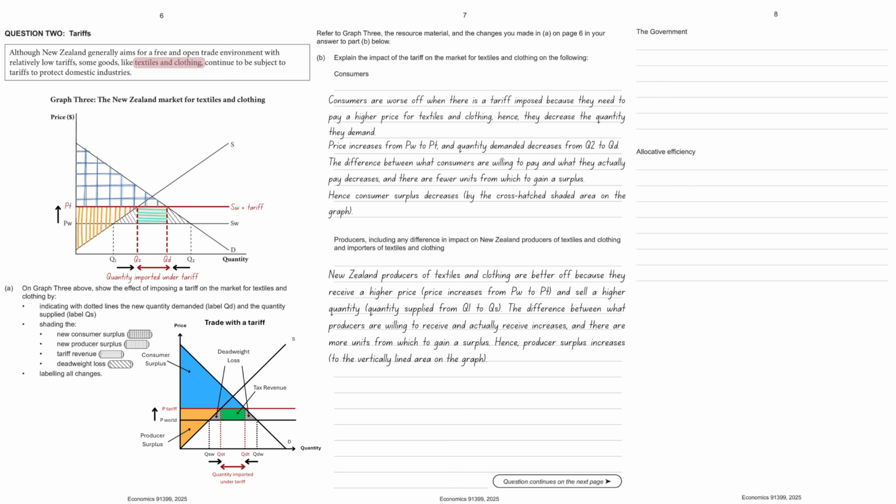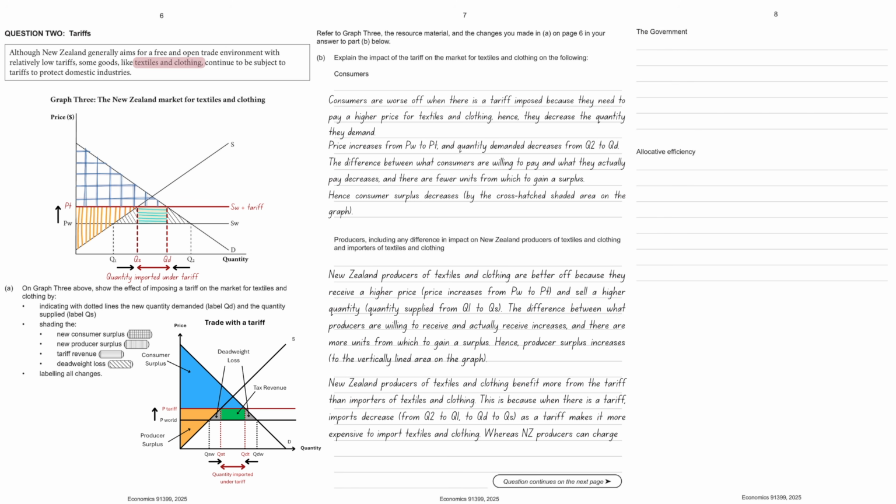And then what about for New Zealand producers who import, something like Glassons? New Zealand producers of textiles and clothing benefit more from the tariff than importers of textiles and clothing. This is because when there is a tariff, imports decrease from Q2 to Q1 and QD to QS, as the tariff makes it more expensive to import textiles and clothing, whereas New Zealand producers can charge a higher price without needing to pay the tariff. So imports decrease under the tariff, and that's what we had on the graph. So therefore, if people are buying less stuff from overseas, then the producers who are doing that importing are benefiting less because there is less being bought.